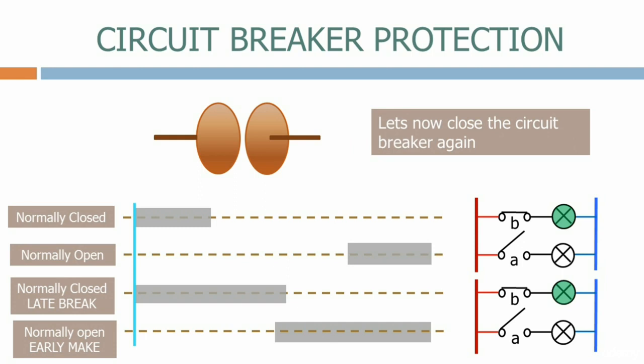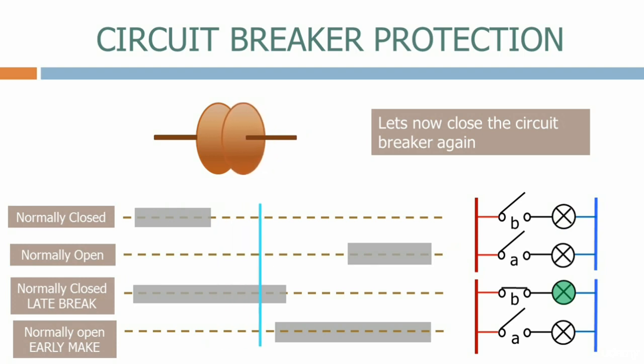Let's now close the circuit breaker again and see what difference it makes. We can see clearly that the normally closed late break stays closed for much longer than the normally closed auxiliary switch. When we get to the midpoint of the circuit breaker, we can see clearly that both of the new auxiliary switches are connected. This stops us open circuiting the current transformer wiring.